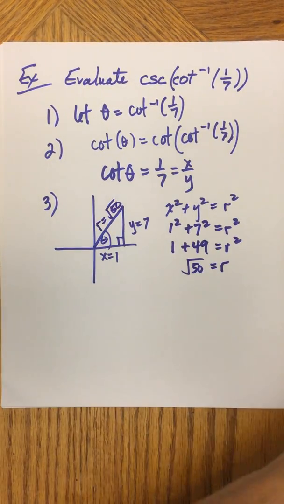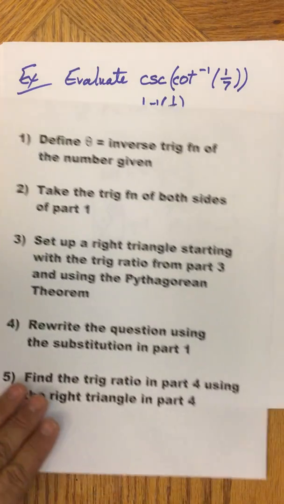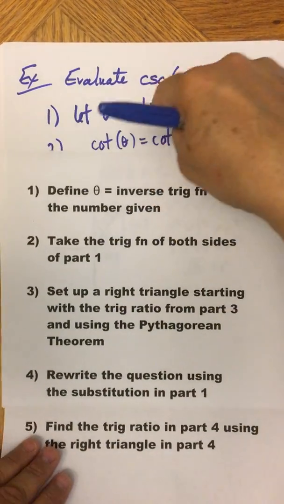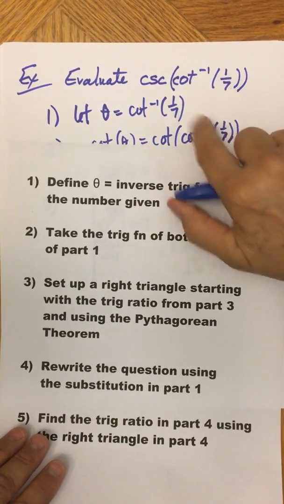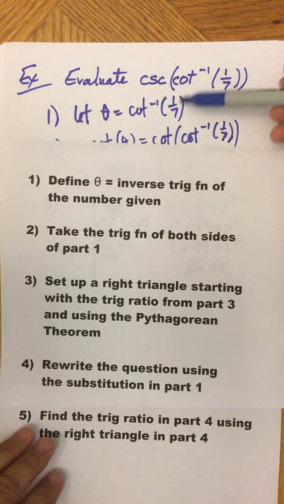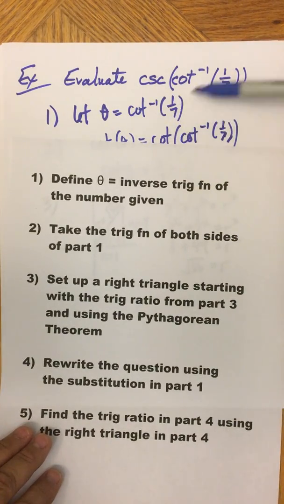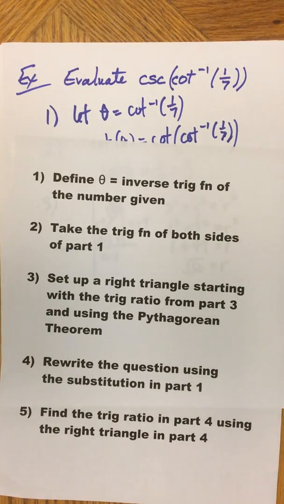Okay. Now I come back and I say, well, let me rewrite this. Since they gave me the cosecant of the cotangent inverse of 1/7, and I let cotangent inverse of 1/7 be theta, right?